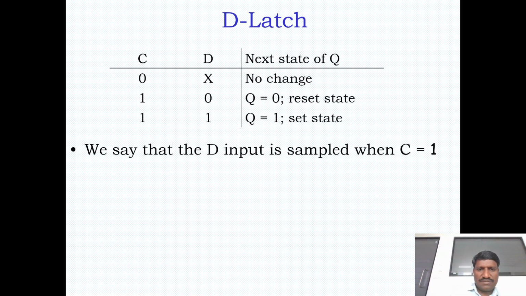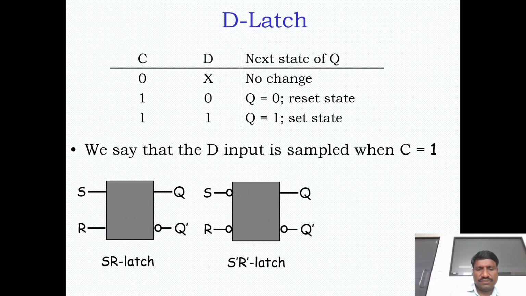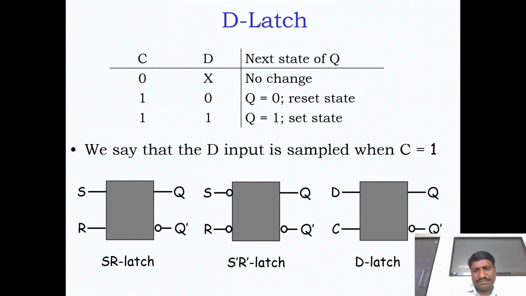So this is what exactly the D latch is. In SR latches, there are two varieties that we have seen: active high S and R latch, active low S and R latch, and then D latch. These are the symbols of how exactly we represent a latch.